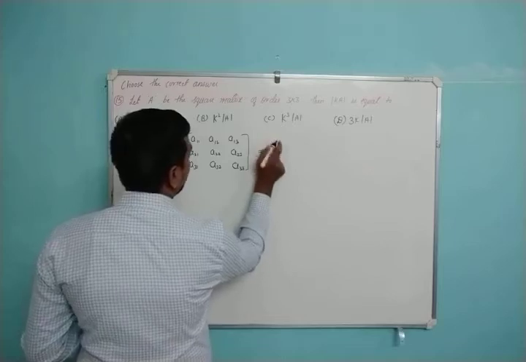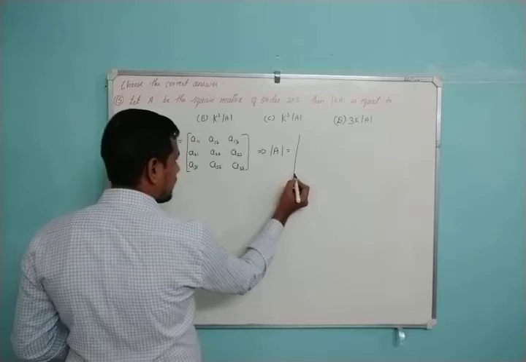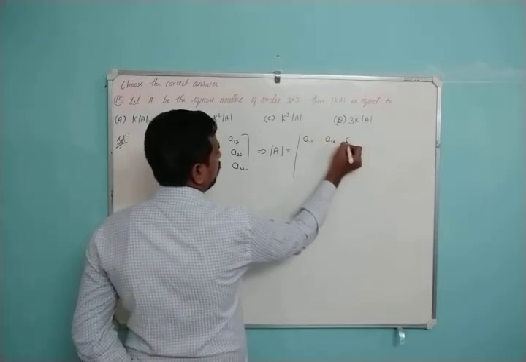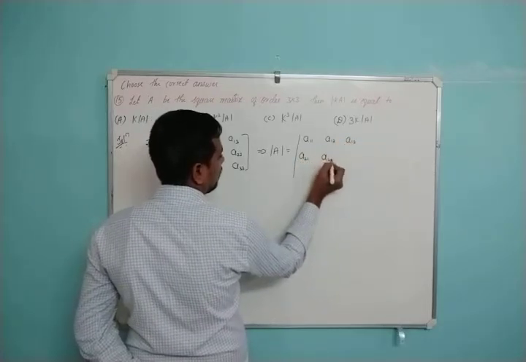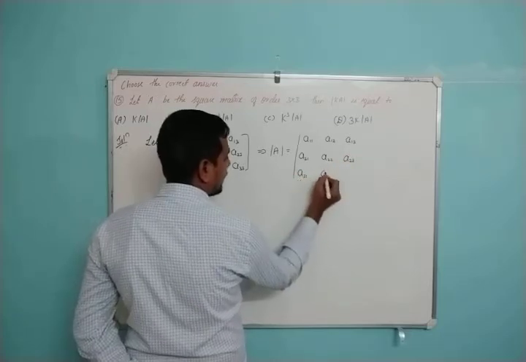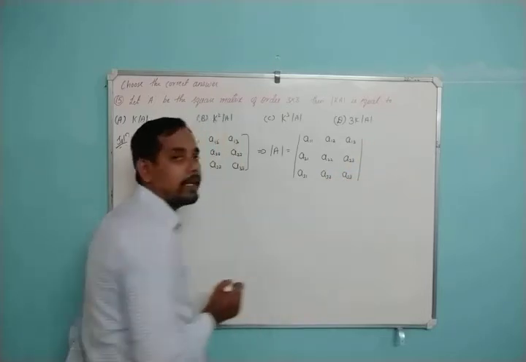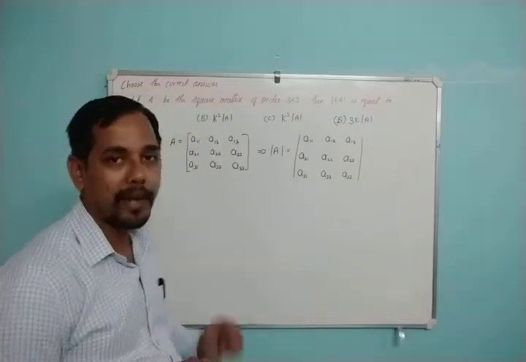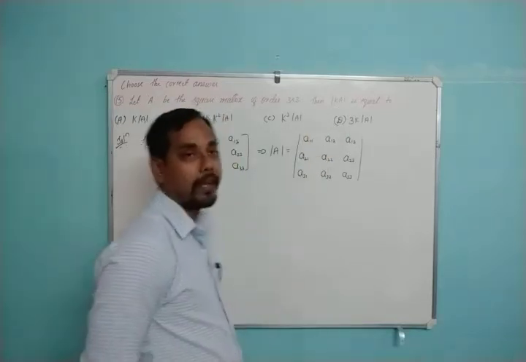So then what will be the determinant of A? I can write it as A11, A12, A13, A21, A22, A23, A31, A32, A33. So this is the determinant A, which we have got from the matrix A. Now what is our question? Our question belongs to K into A, right?